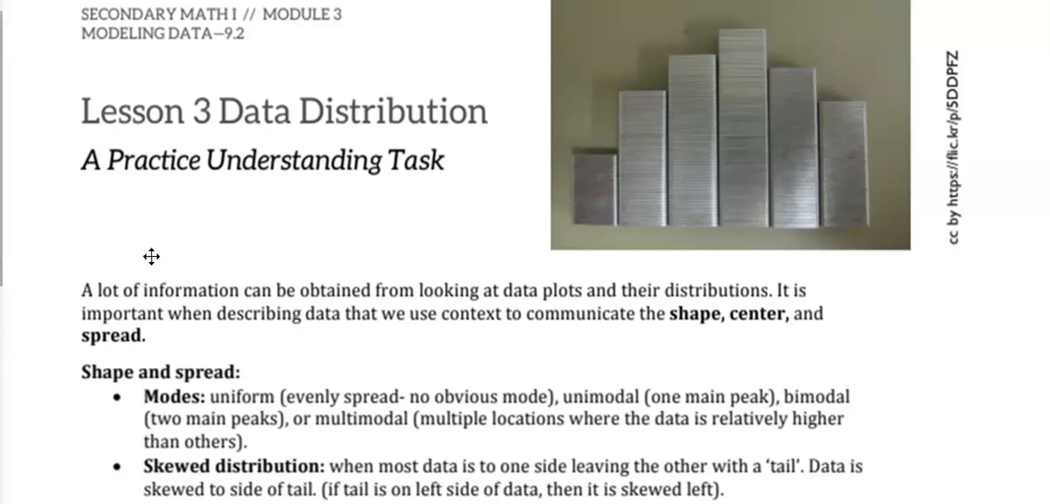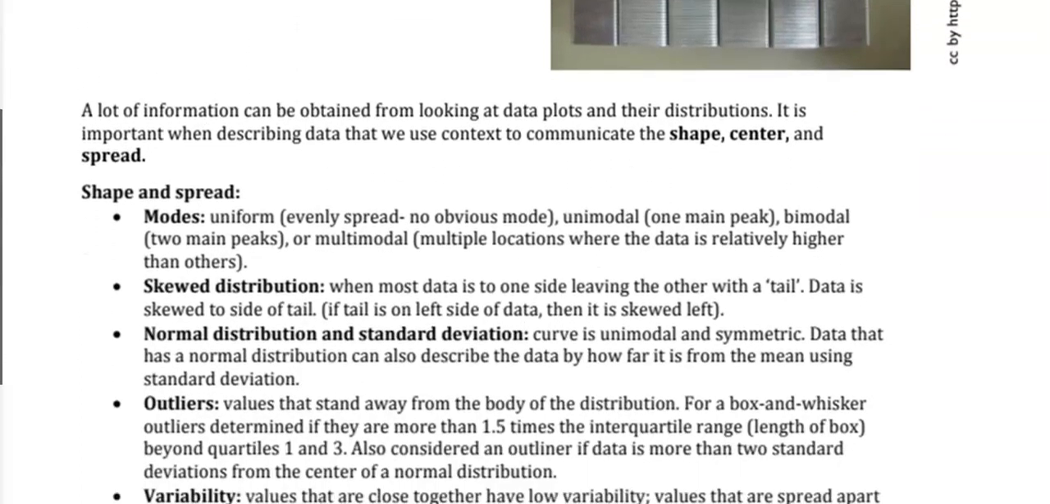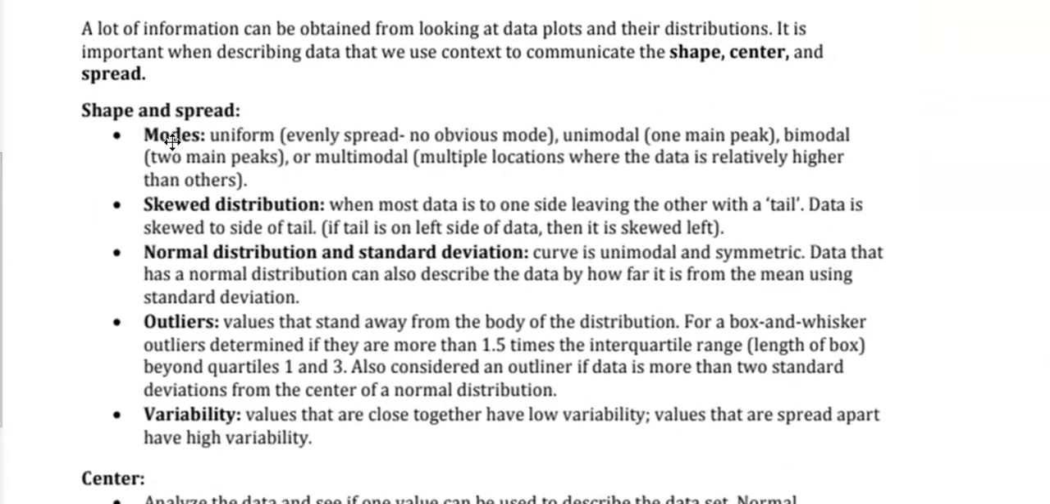In this lesson, it starts off with discussing some vocabulary and talking about what you're doing when you are actually describing a data distribution. So when you're describing a data distribution, you're talking about the shape, the center, and the spread. With the shape and the spread, it starts off with explaining about modes. Remember, a mode is the number that appears most often.